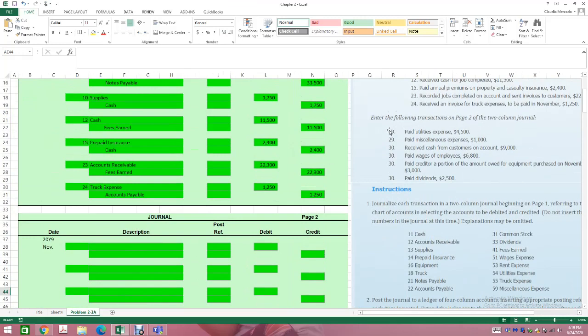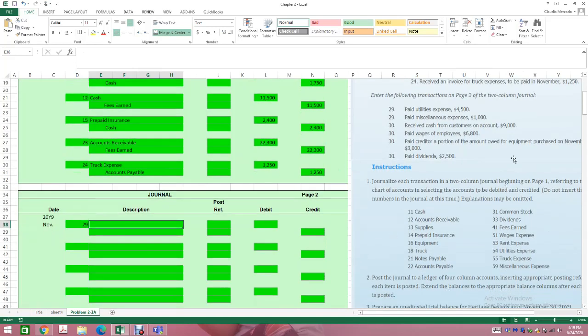So now we're going to go to the transactions on page 2. So November the 29th. You paid your utilities expense, $4,500. Okay. So we go to our accounts and we figure out, do we have anything for utilities? And yes, we do. We have utilities expense.